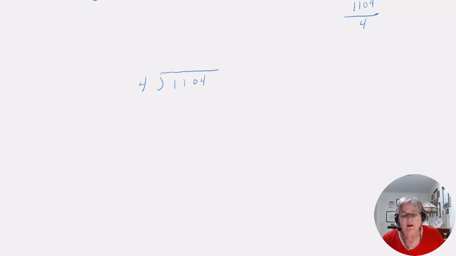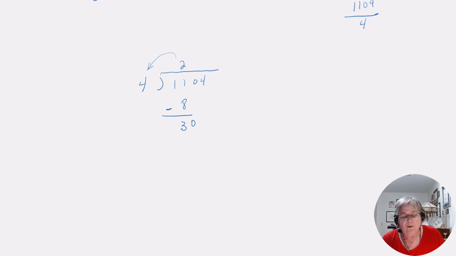1,104. 4 will not go into just this 1 because 1 is too small. Will 4 go into 11? Yeah. Now, 4 times 2 is 8. That's under 11. But 4 times 3 is 12. That's too big. So we're going to use 2 because we don't want to go over. And then you multiply back. 2 times 4 is 8. And then you subtract to see what's left. 11 minus 8 is 3.